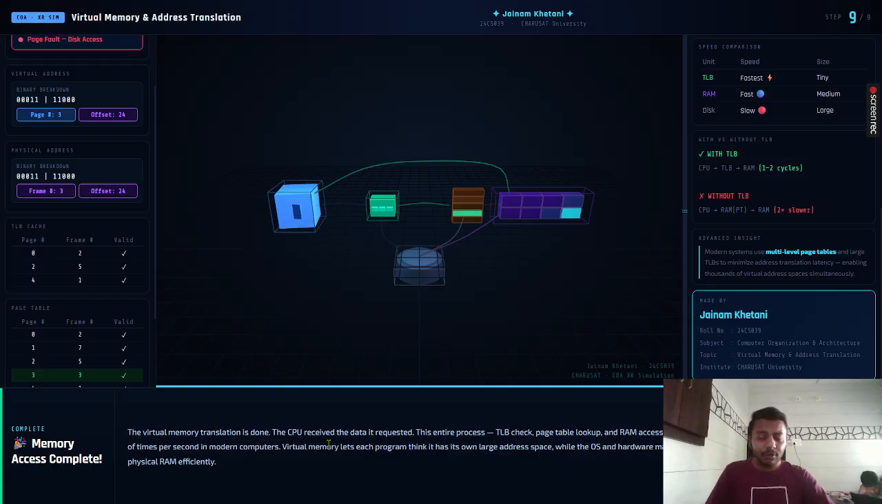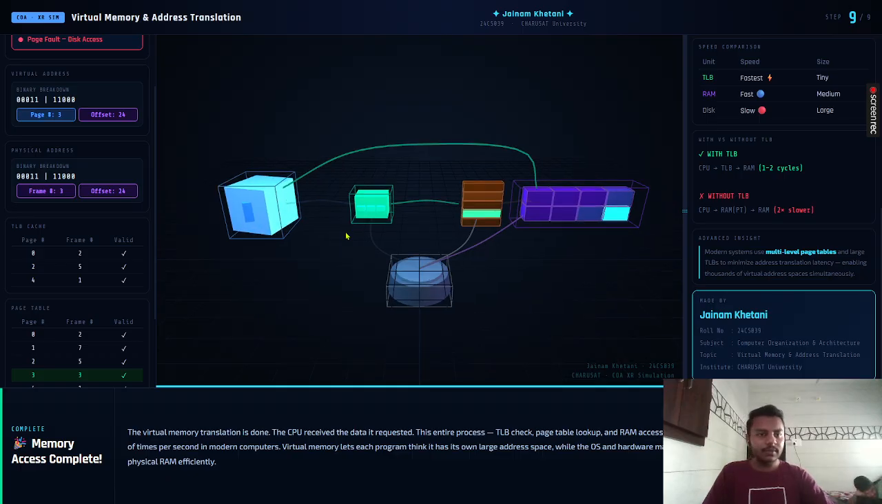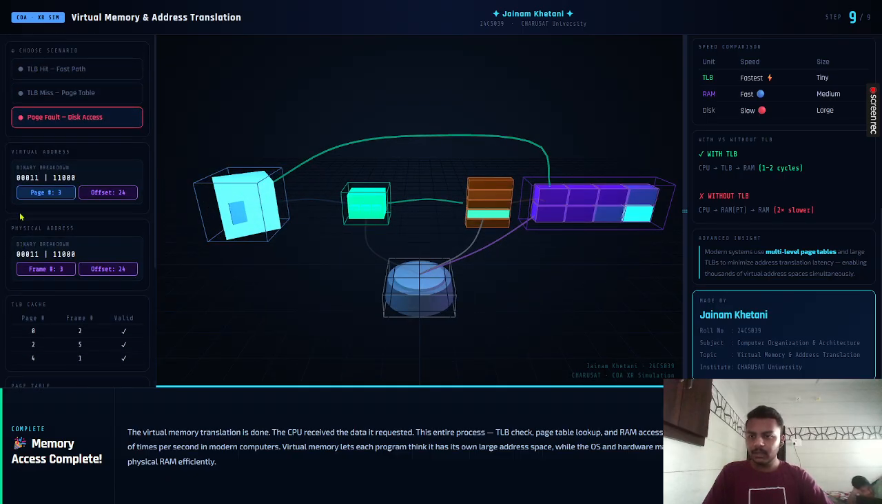This is a very practical topic used in modern applications, modern computers. Very important for modern systems. So yes, this was it. Then I hope you understood the topic.